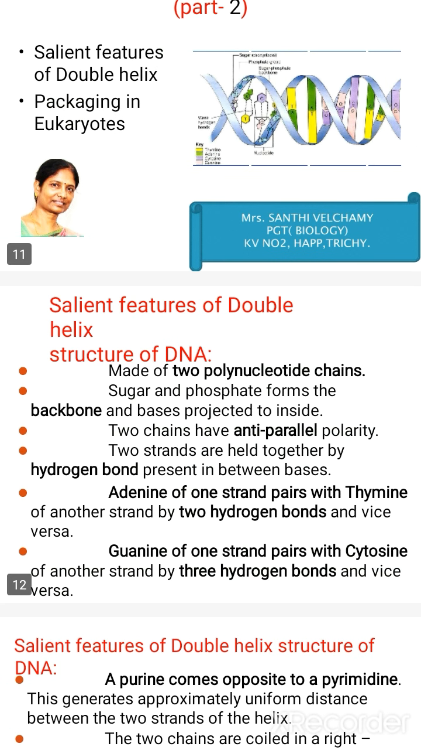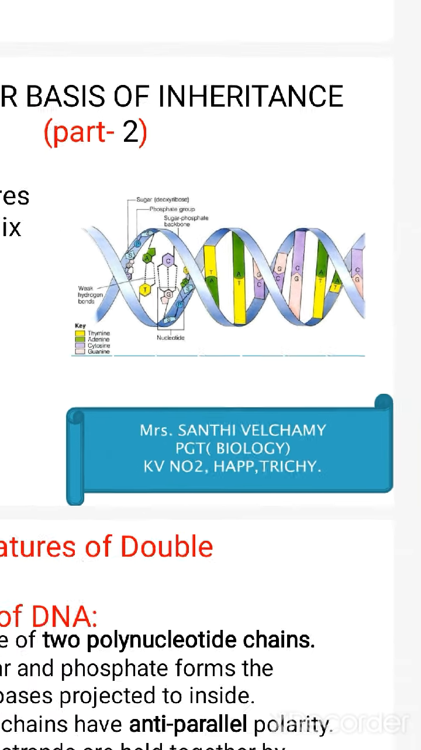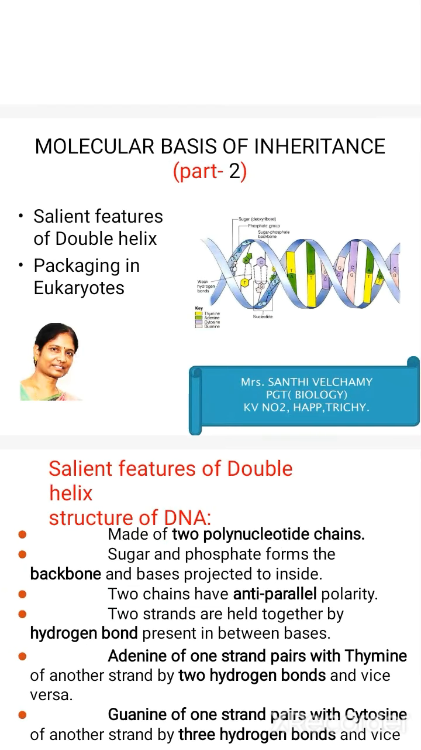Already we studied that DNA is made up of two polynucleotide chains. Both of these polynucleotide chains run in opposite directions. One is from 5' to 3', and the other is from 3' to 5'. That is what you call anti-parallel in direction.